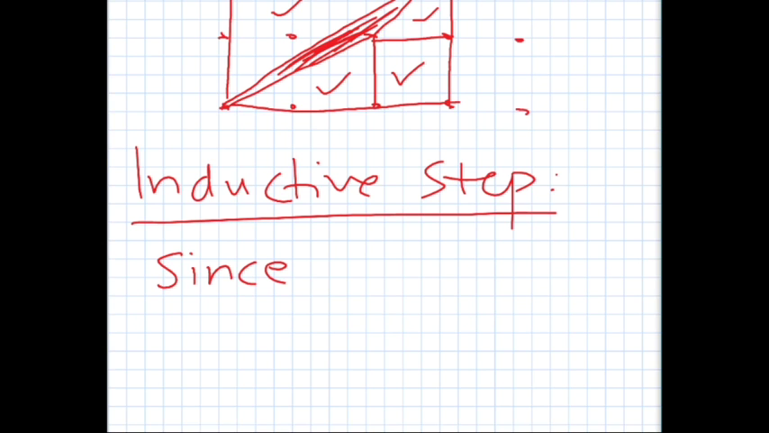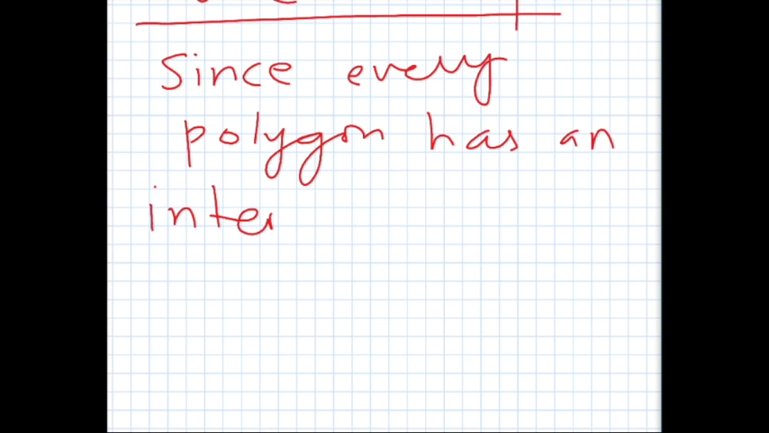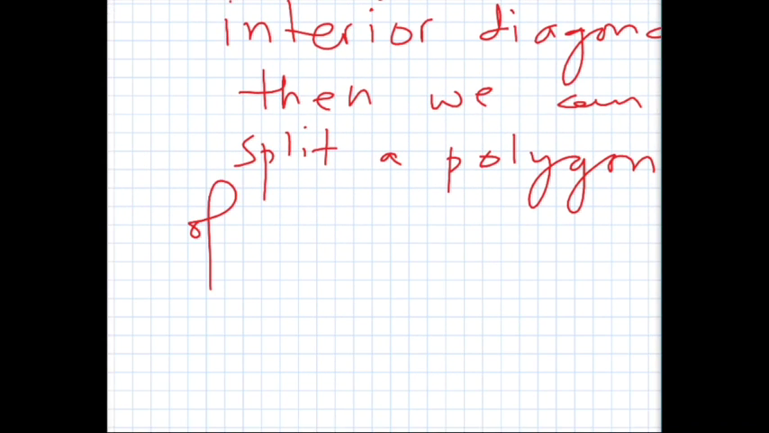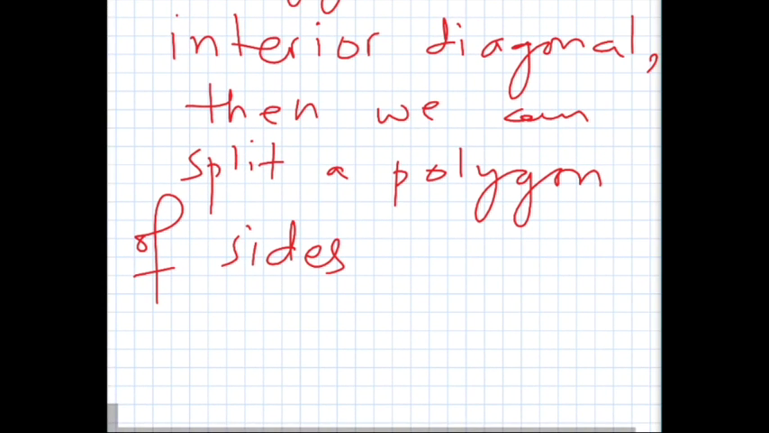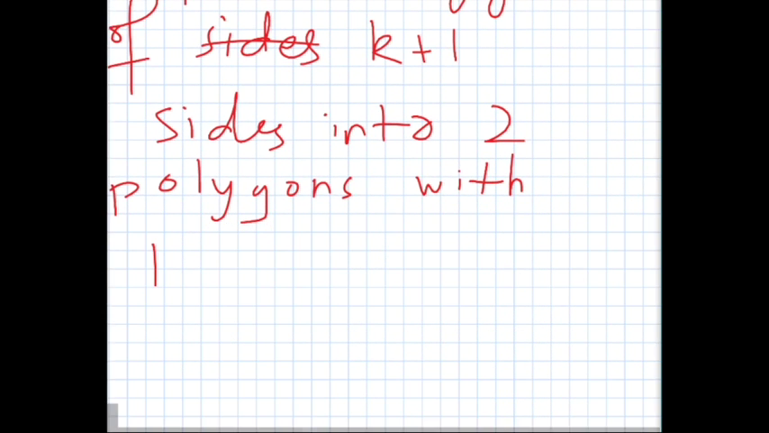We say since every polygon has an interior diagonal, then we can split a polygon of k plus 1 sides into two polygons with lesser sides.